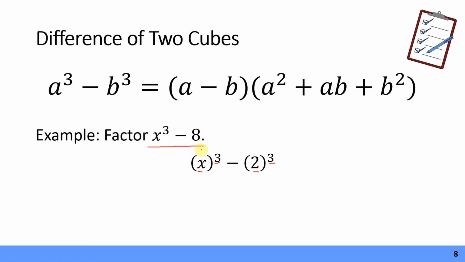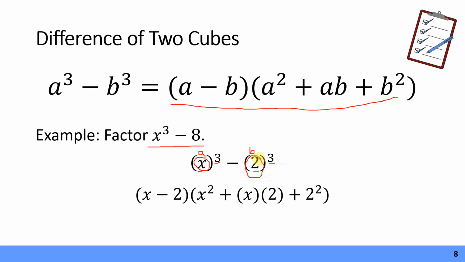Now what we do is we use the formula. This right here is your A. This right here is your B. So all I'm going to do is rewrite this. For every time where you see an A, I'm going to put x. And every time you see a B, I'm going to put a 2. So look at this. This is what it's going to look like. And again, don't let it freak you out.